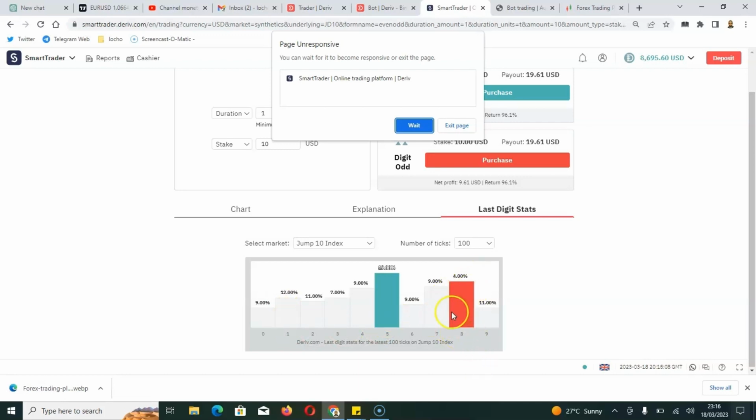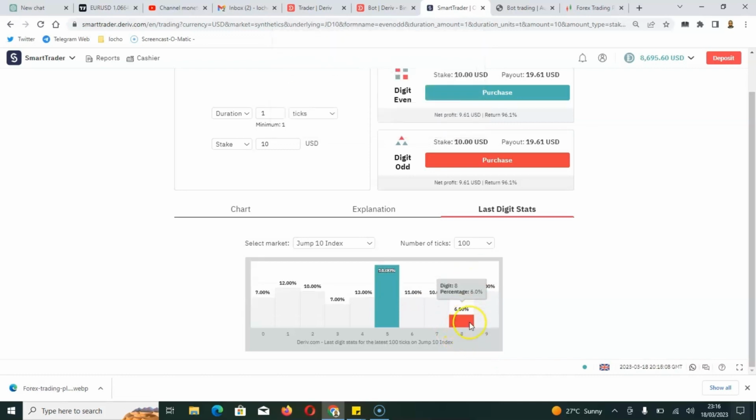The red number usually indicates the numbers that are appearing least, like 8 is appearing 4%, so it has dropped, and so on. So that is what I also sometimes use.